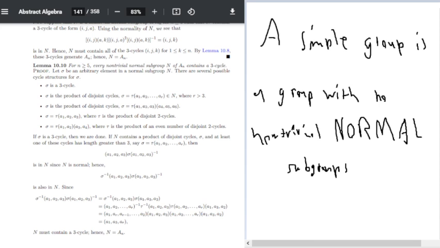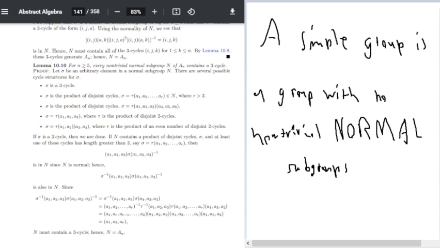Sigma equals tau (a1 a2 ... ar) in A_n, where r is greater than 3. Third, sigma is the product of disjoint cycles, as in sigma equals tau (a1 a2 a3 a4 a5 a6). Fourth, sigma equals tau (a1 a2 a3), where tau is the product of disjoint 2-cycles. Fifth, sigma equals tau (a1 a2 a3 a4), where tau is the product of an even number of disjoint 2-cycles. If sigma is a 3-cycle, then we are already done.